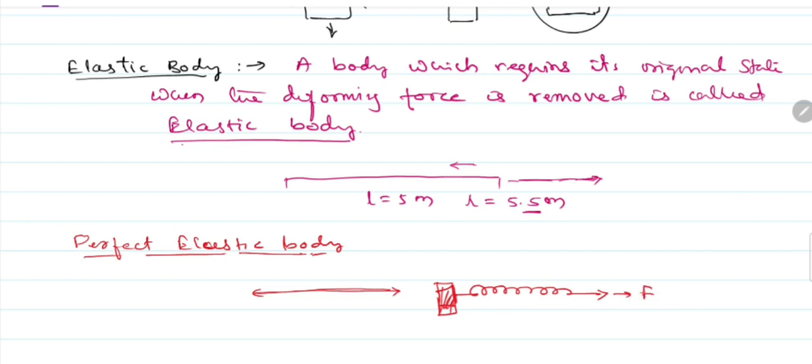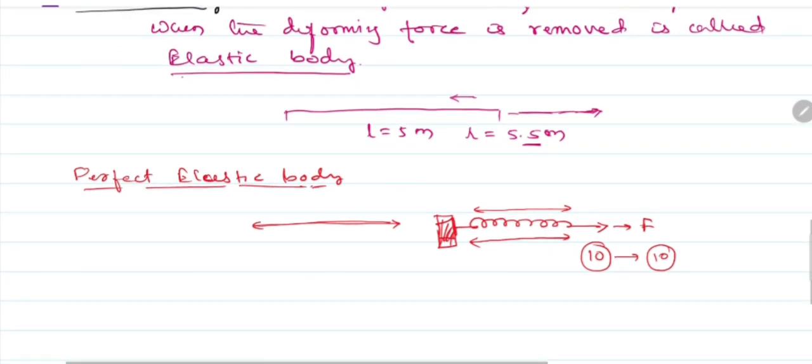So if you apply the force again and again and remove that force again and again, however many times you apply and remove the force, that many times that body regains its original state completely. So 10 times I have applied. After 10 times of removal of the force, that body completely regains its original position. Those types of bodies are called perfectly elastic bodies.